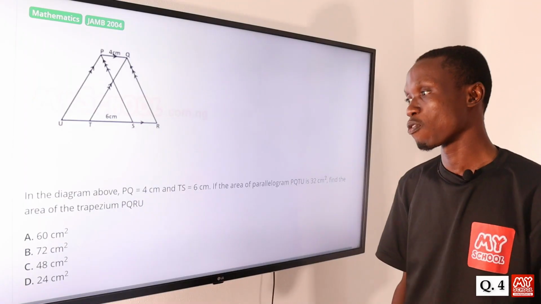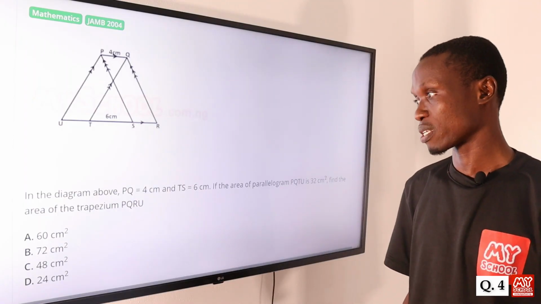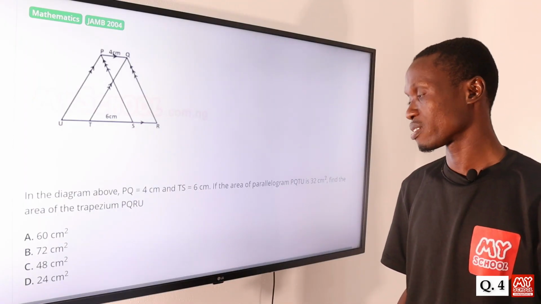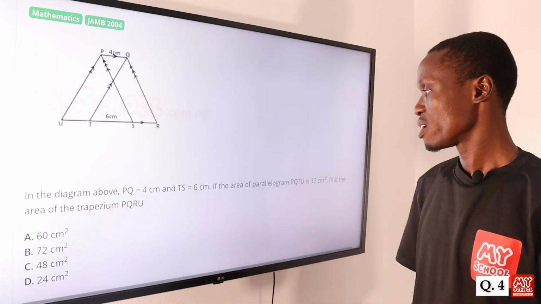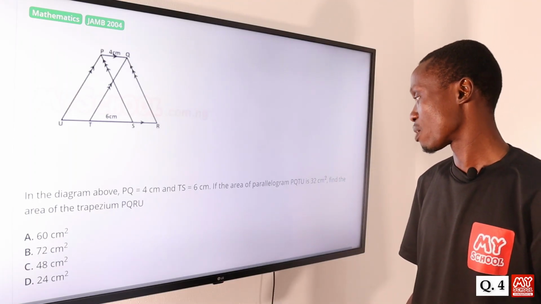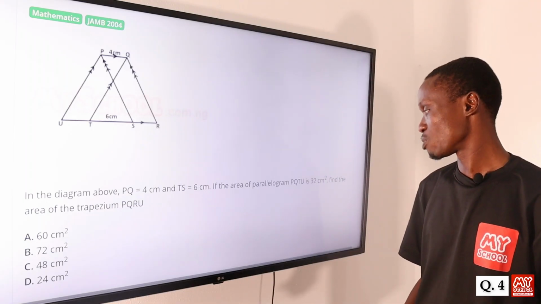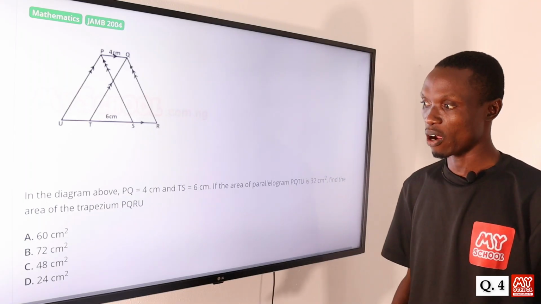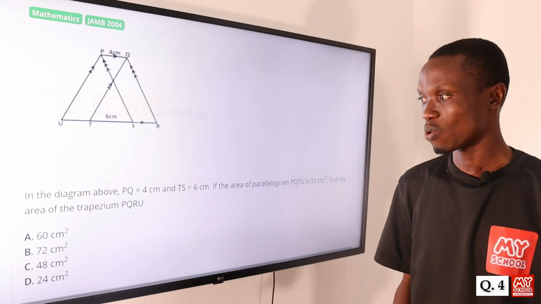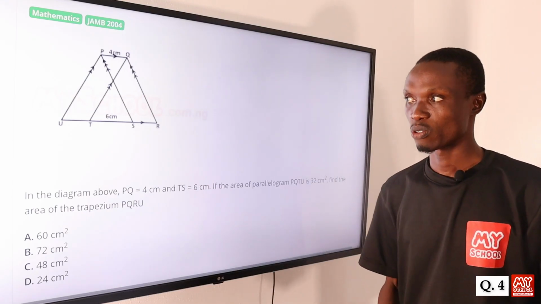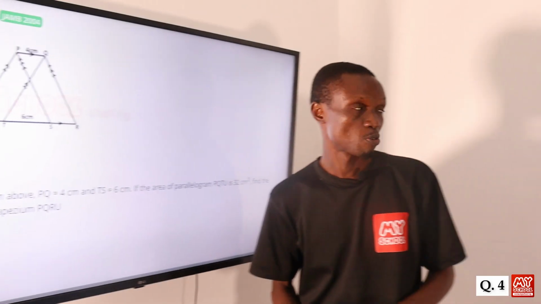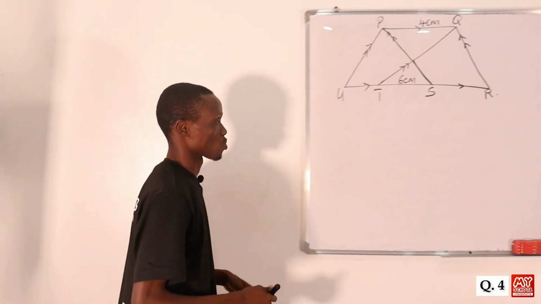Question 4. In the diagram above, PQ is equal to 4 centimeters and TS is equal to 6 centimeters. If the area of parallelogram PQTU is 32 centimeters square, find the area of the trapezium PQRU.